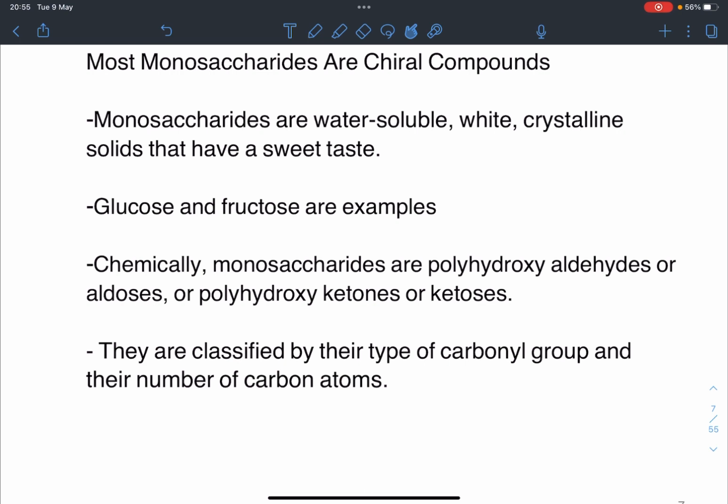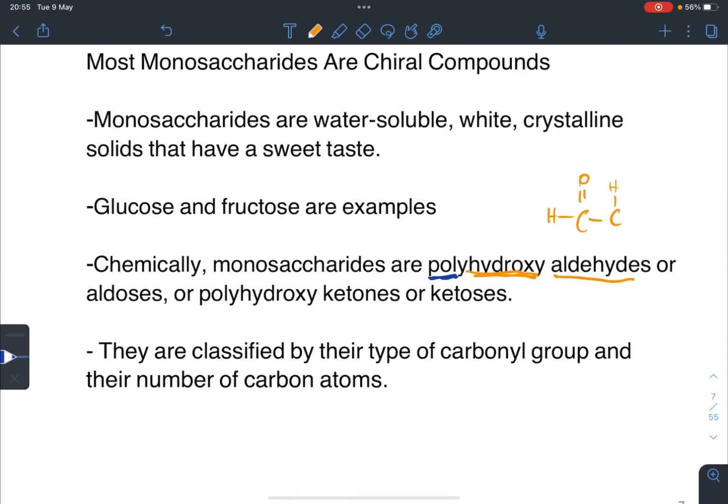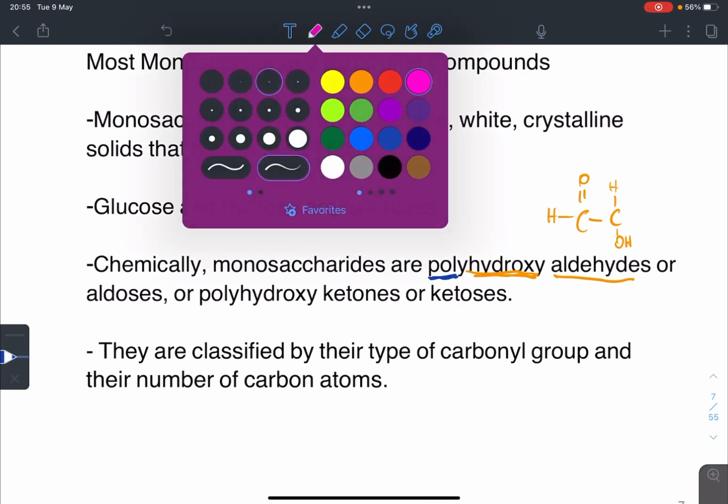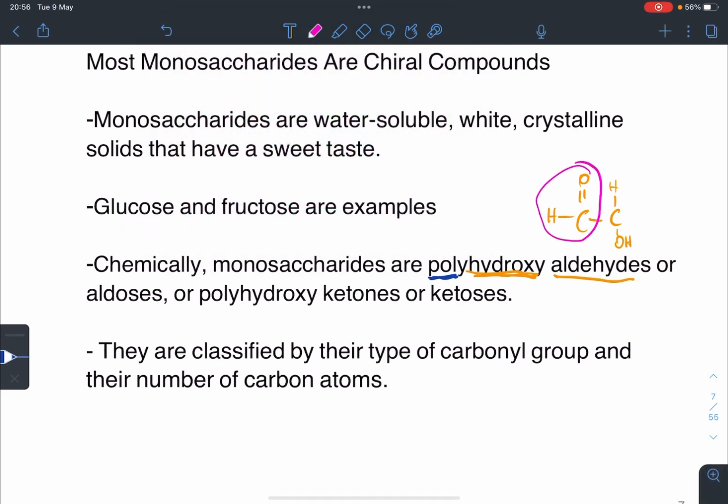Chemically, monosaccharides are polyhydroxyaldehydes, or aldoses, or polyhydroxyketoses. Don't let this confuse you, they are using plenty of big grammar. Poly, you know what poly means? Plenty. Hydroxy. Aldehydes, you know what aldehydes are? Aldehydes are compounds that have the carbonyl group at their terminal carbon. So you have carbon here, O here. This is an aldehyde. An aldehyde group is the double-bonded carbon at the terminal end.